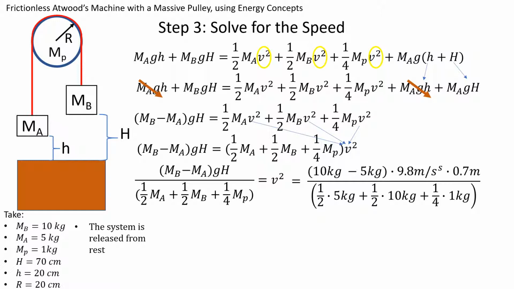This is divided by 1/2 times 5 kilograms, which is MA, plus 1/2 times 10 kilograms, which is MB, plus 1/4 times 1 kilogram. So if you put this in your calculator, you'll find that the number that comes out is 4.426, and the units work out to meters squared per second squared. It's because this is v squared. So you take the square root of that, and we have that v equals 2.1 meters per second. And this is our answer to the first part of the problem.